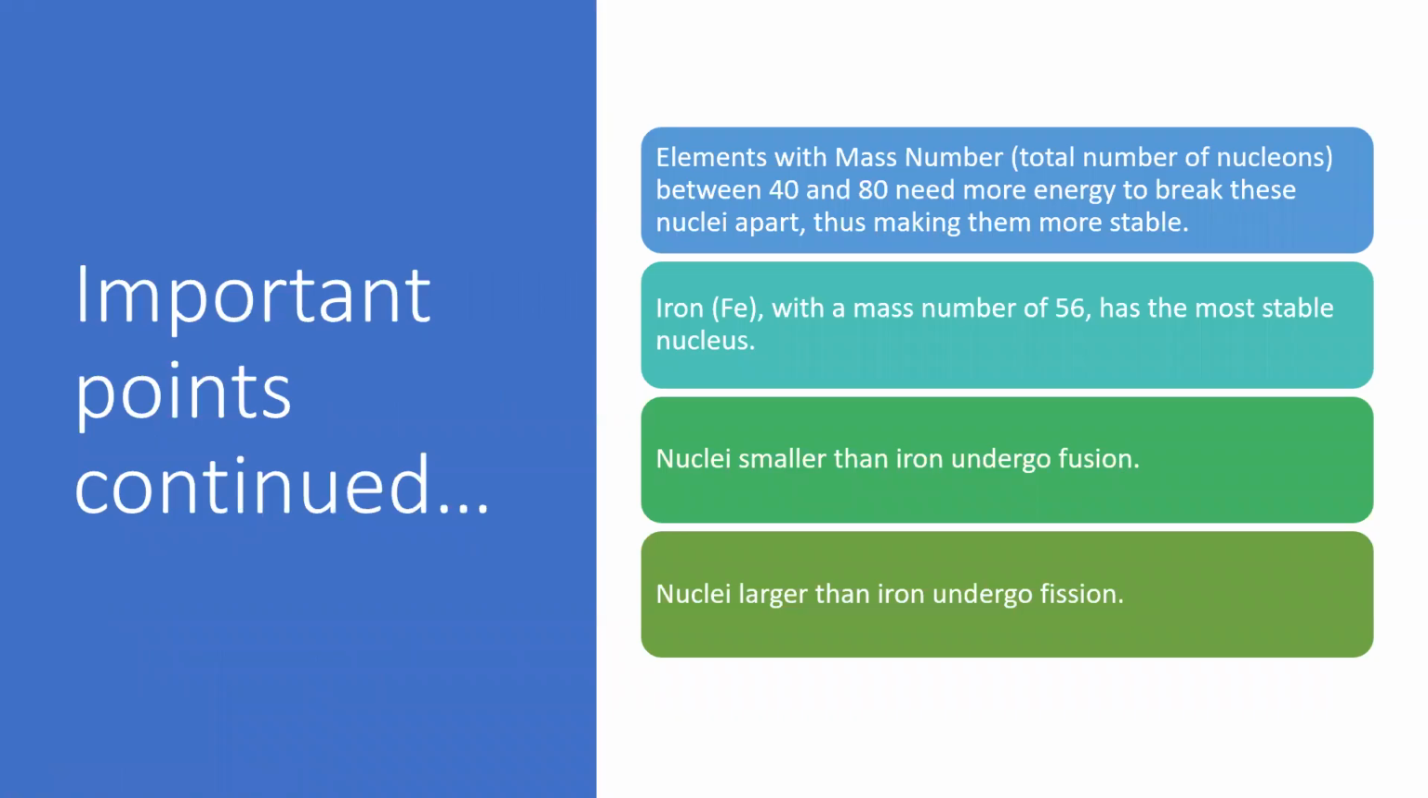Elements with mass number between 40 and 80 need more energy to break. Thus, they are more stable. Iron has the most stable nucleus. Its mass number is 56. Nuclei smaller than iron undergo fusion. Nuclei larger than iron undergo fission. We have seen that through the graph.